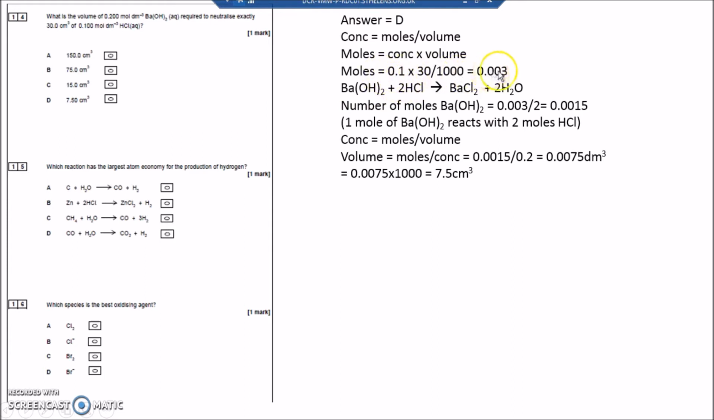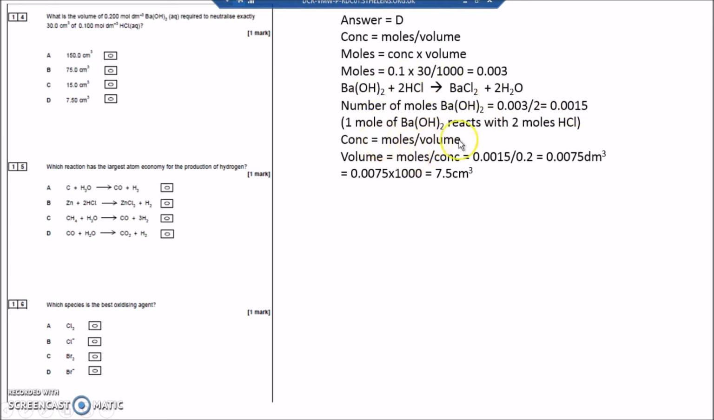So I've worked out the number of moles of hydrochloric acid, 0.003, but 2 moles of hydrochloric acid react with 1 mole of barium hydroxide, 2 to 1. So I need to divide this value 0.003 by 2, because I've got half the number of moles of barium hydroxide that have hydrochloric acid. So I take the hydrochloric acid, divide it by 2, I've got 0.0015 moles of barium hydroxide reacting.